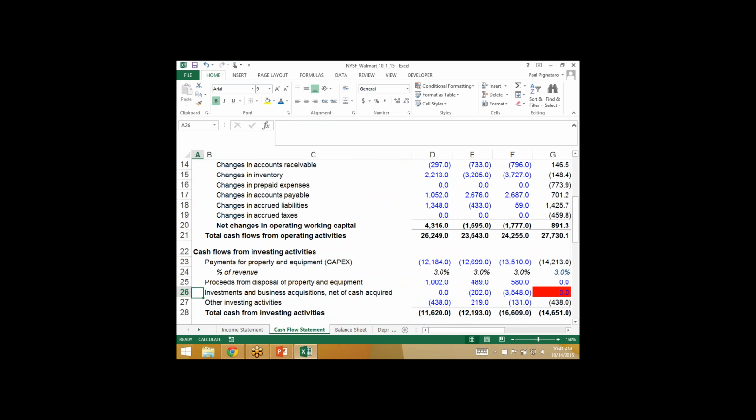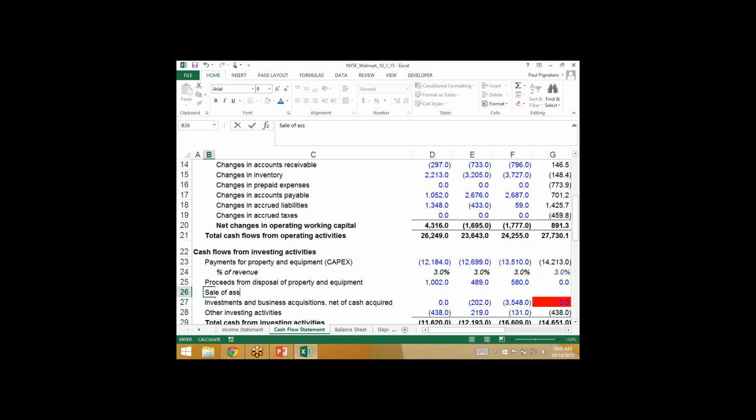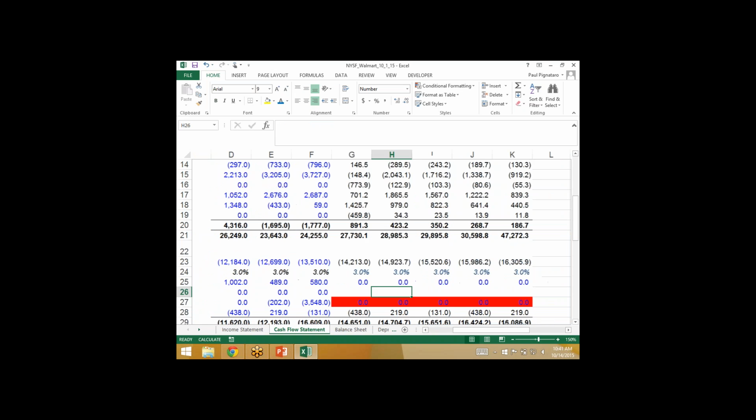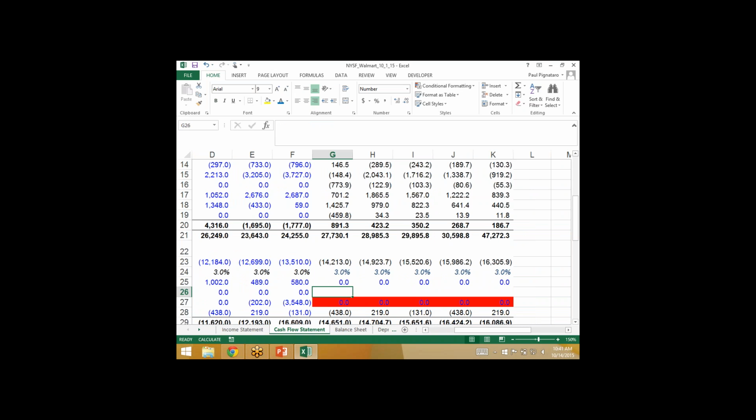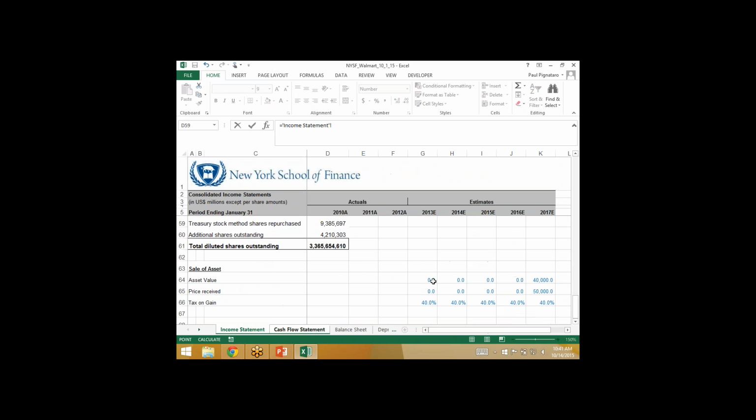Okay. And then do I have a line here? We can use this. Well, let's just make it completely separate. Sale of asset, which is 0 historically. And for sale of asset, we link it in from the actual money received on the income statement. Price received.